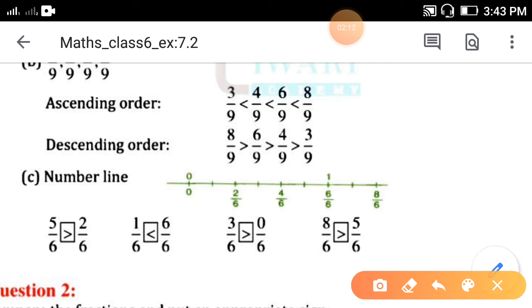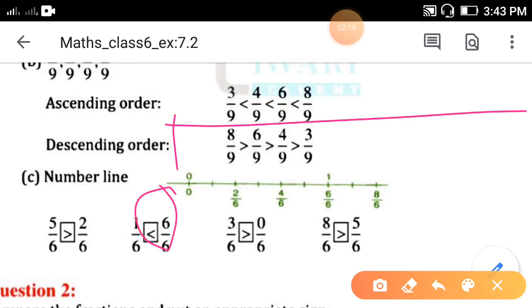into that number of equal parts you have to divide the unit. For example, here is the number line, here is the 0 and here is the 1. So between 0 to 1 you have to make parts, but how many parts? Here the denominator is 6, so 6 equal parts you have to make. 1, 2, 3, 4, 5 and 6. Here further you can divide.